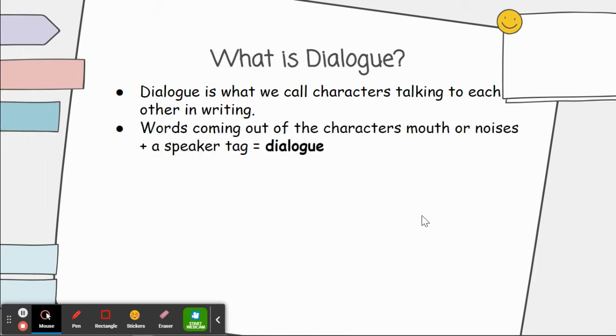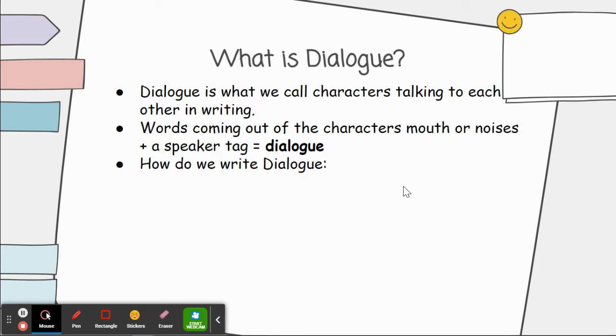Words coming out of the character's mouth or noises plus a speaker tag equals dialogue. Now, I talked to you guys about this. This should be review for most of you because we've talked about dialogue before. But words coming out of the character's mouth or noises, and the speaker tag. A speaker tag is the he replied or she said or the boy bragged or she whined. Those are speaker tags. It's basically telling me who is speaking this dialogue, because you cannot just have a sentence that is said from one of the characters and not explain who it came from.